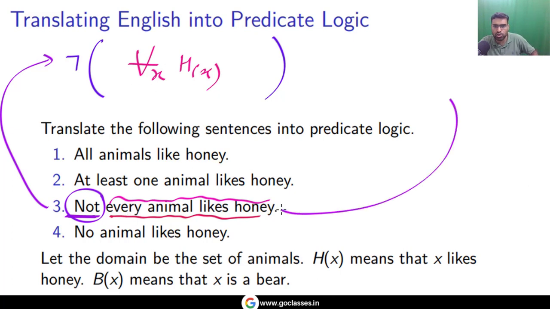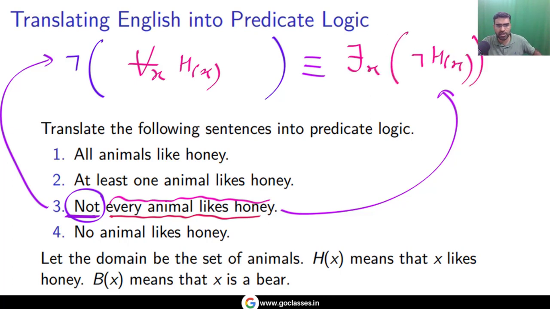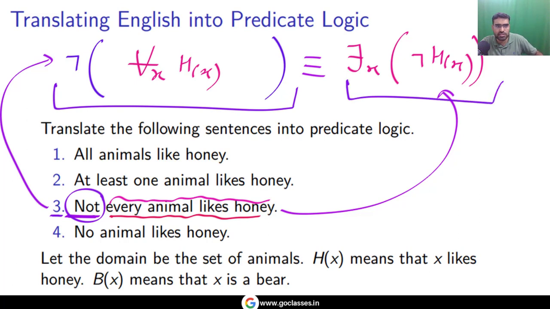This third statement, you can also think like this. You can also say that not every animal likes honey. It means it is not true that every animal likes honey. It simply means that there is some animal, at least one animal which does not like honey. Okay, so this is how you can write. So this third statement you can write in two ways. Either you can write like this, which is correct, or you can write like this, which is also correct, and they are equivalent. This expression is equivalent to this expression.